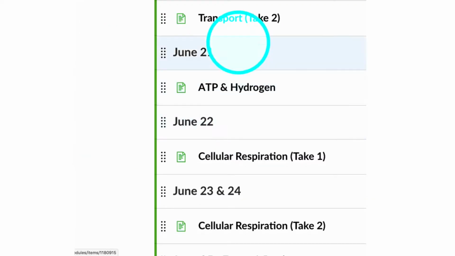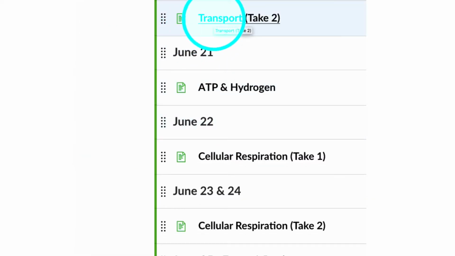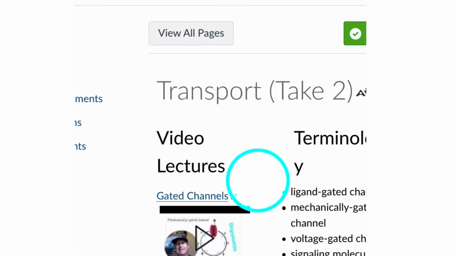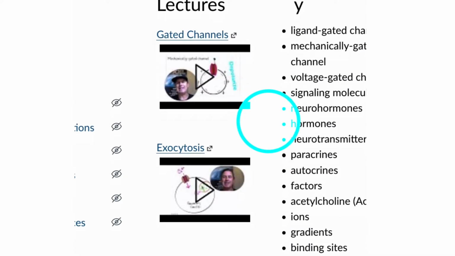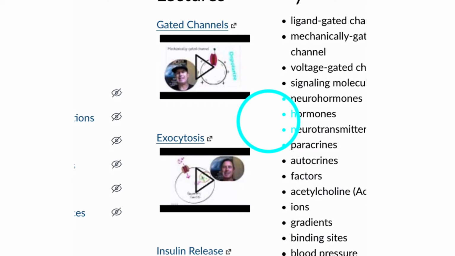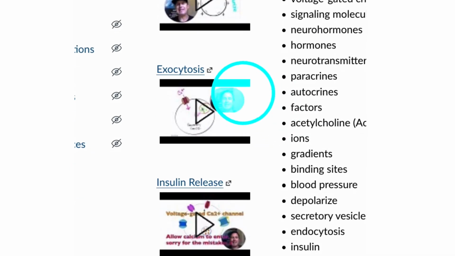And then in the lecture, we're going to continue talking about transport. If we look at transport take 2, it's talking about gated channels. So these are channels that are not always open. They have to be stimulated to be open, whether that's by a ligand, otherwise known as a signaling molecule, a change in voltage, or some mechanical force within the body, like a stretch or pressure that opens up a gate.